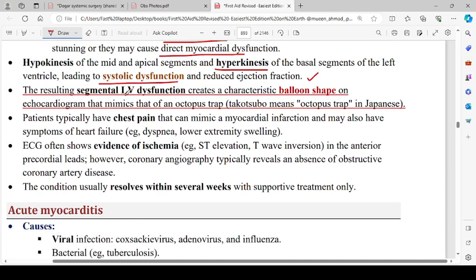The resulting segmental left ventricular dysfunction creates a characteristic balloon shape on echocardiogram that mimics that of an octopus trap. That is, Takotsubo means octopus trap. It's not octopus, it is octopus trap in Japanese.